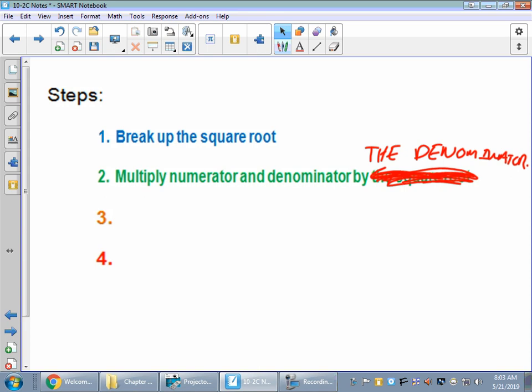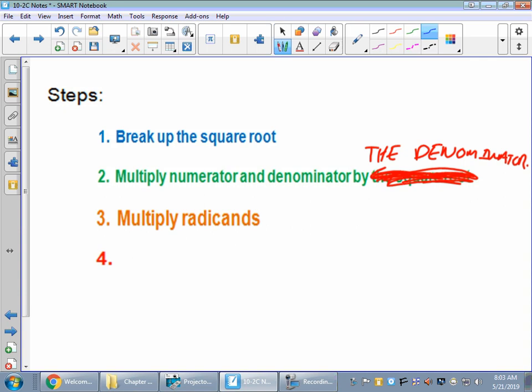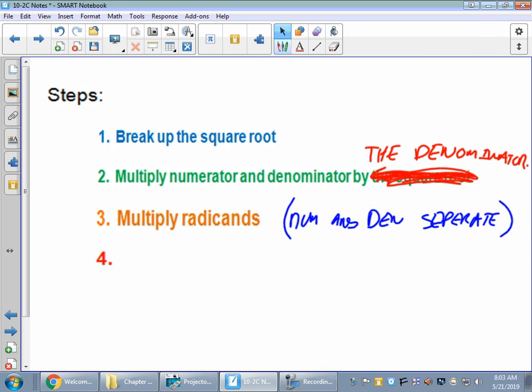And then after that, you're going to multiply the radicands. And remember the terminology, the radicand is the number inside, underneath the square root sign, or underneath the radical. And here, when we multiply these radicands, we want to keep the numerator and denominator separate when we multiply them. And then finally, the last one is we want to simplify our answer.